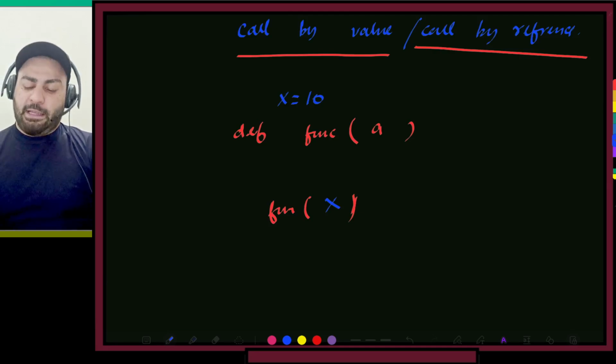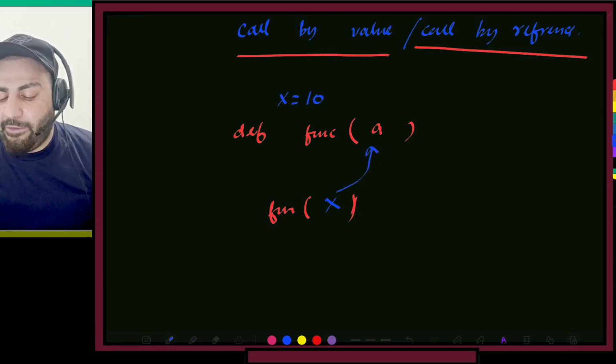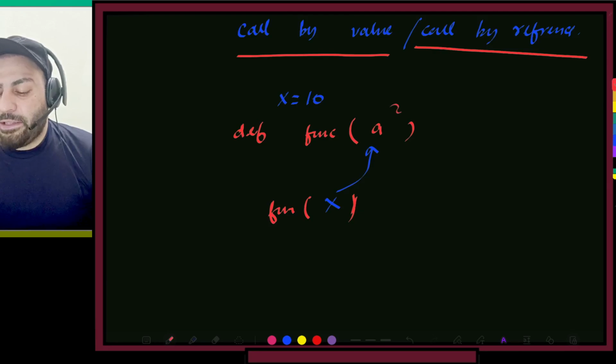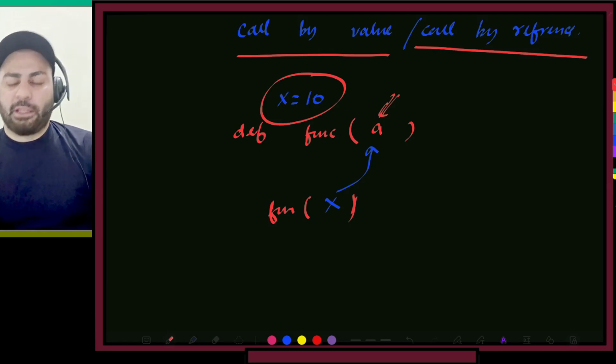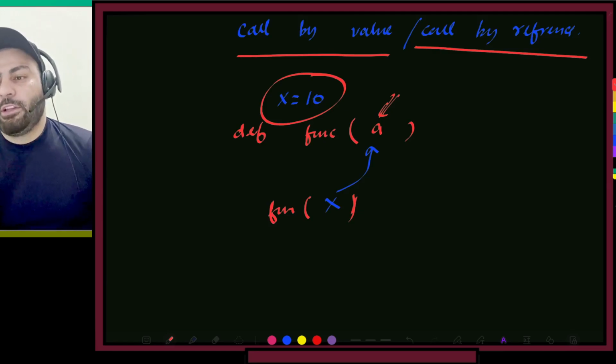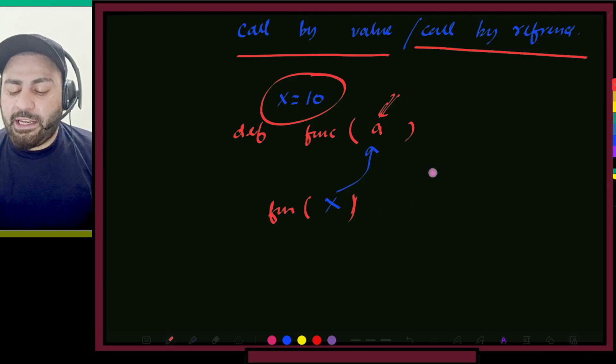If this happens, the copy does not have an effect, so this a is basically a separate variable from this x. In call by value, you give the value, and whatever value it has gets copied into this.